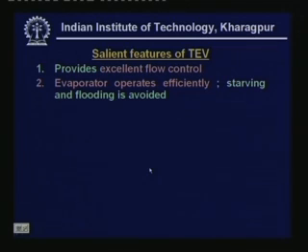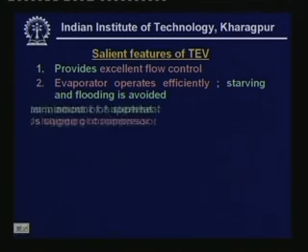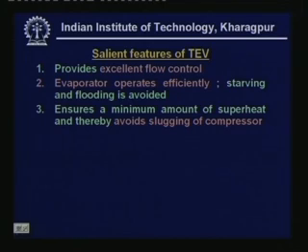Evaporator operates efficiently, because we have seen that you can control the superheat properly. That means you can avoid both starving as well as flooding of the evaporator. And this valve ensures a minimum amount of superheat, and thereby it avoids slugging of the compressor. Of course, provided you select the thermostatic expansion valve suitably. Okay. However, there are certain disadvantages.